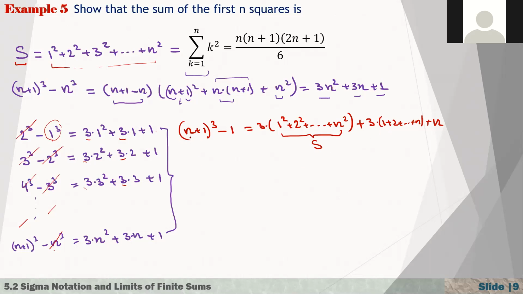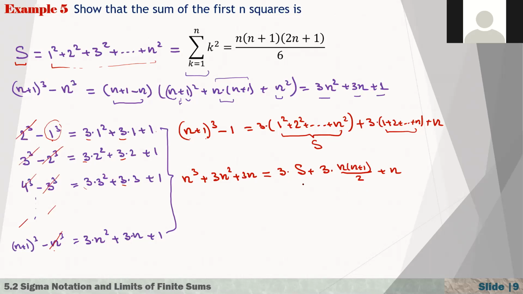So let me just write one more time, this n plus 1 cubed minus 1. So that is equal to n cubed plus 3n squared plus 3n plus 1 minus 1. Here I have 3 times S plus 3 times, how about the sum of the first n natural numbers? In the previous slide, we have already done this. That's n times n plus 1 over 2. And still I have here n. Okay, so I need to find S here.